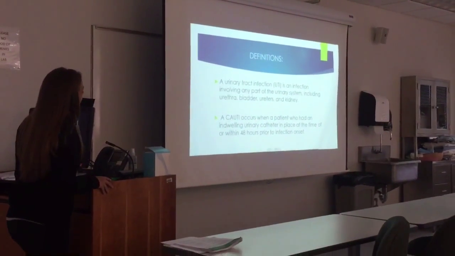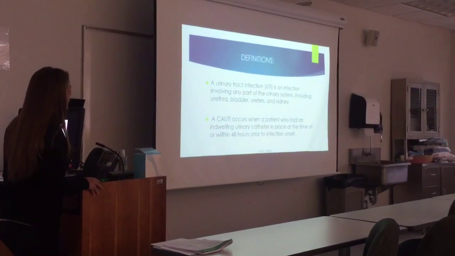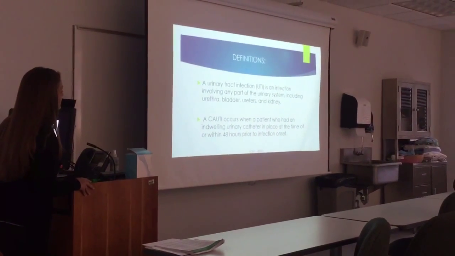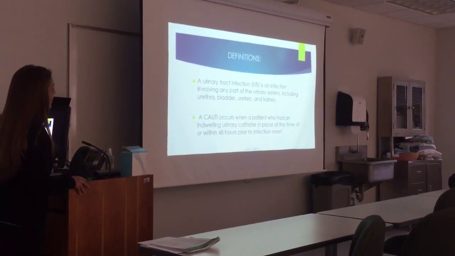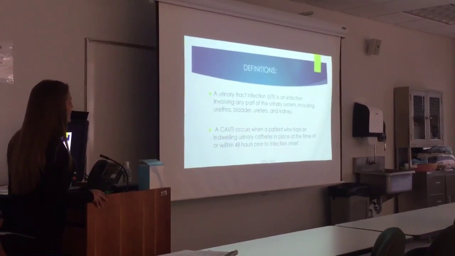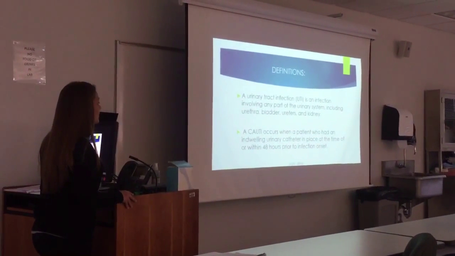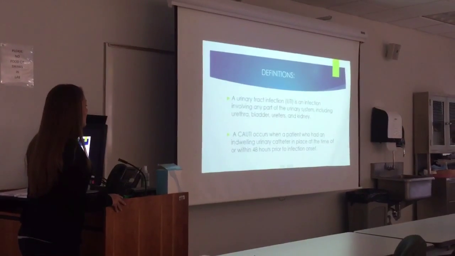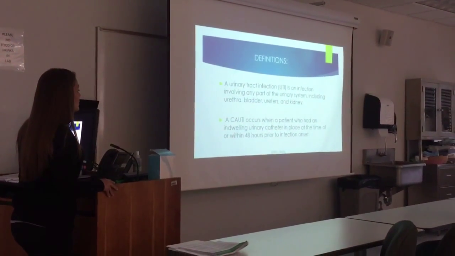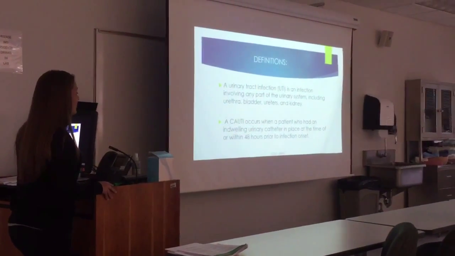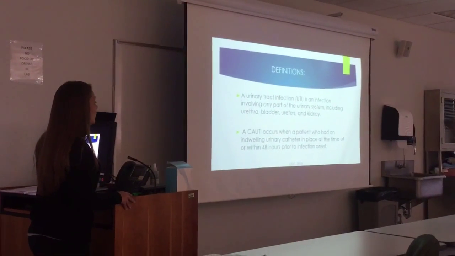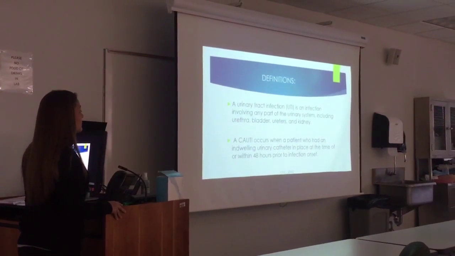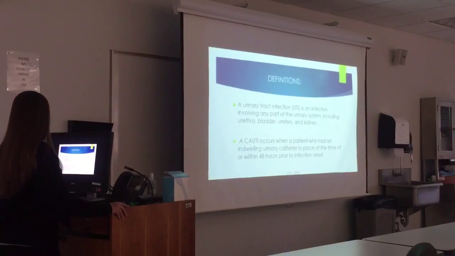I'm sure we all have had that opportunity to place one of them, or even in the simulation lab. And here are some definitions for you. A urinary tract infection, also known as a UTI, is an infection involving any part of the urinary system, including the urethra, bladder, ureters, and kidney. A CAUTI occurs when a patient had an indwelling urinary catheter in place at the time or within 48 hours prior to the infection onset.